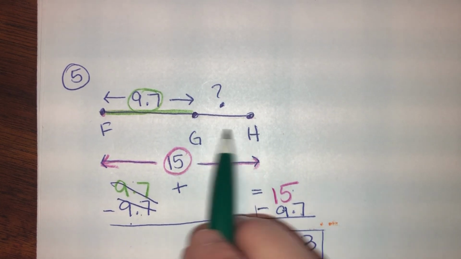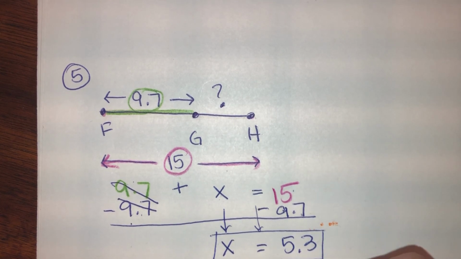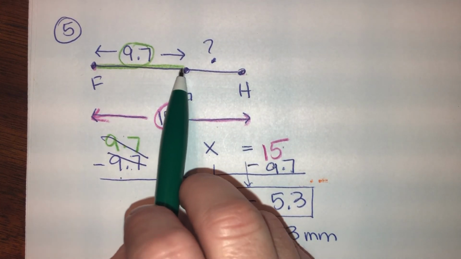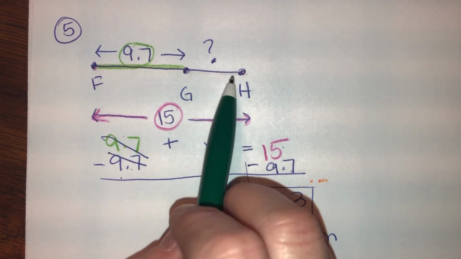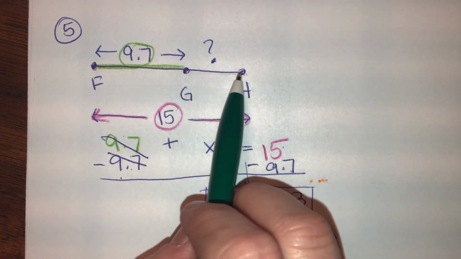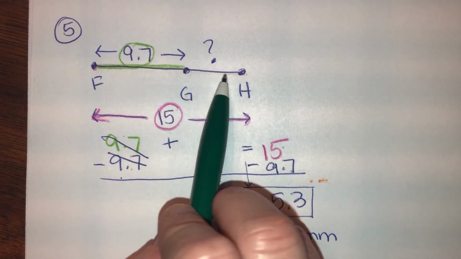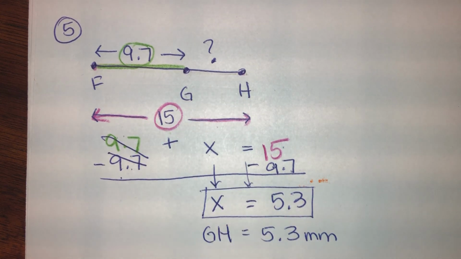It's asking us to solve for GH. GH equals 5.3 millimeters. So the whole idea behind linear measure is that whenever you stick a point somewhere in between two endpoints, it breaks up one big measurement into two smaller measurements. And if you add those two smaller measurements together, it always adds up to the one big measurement. Let me know if you still have questions.